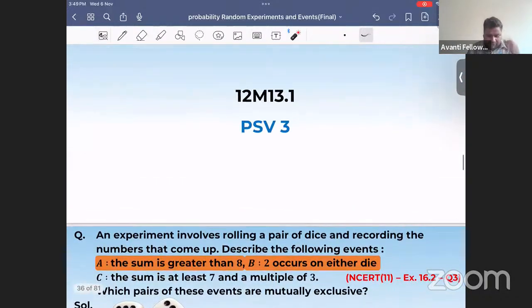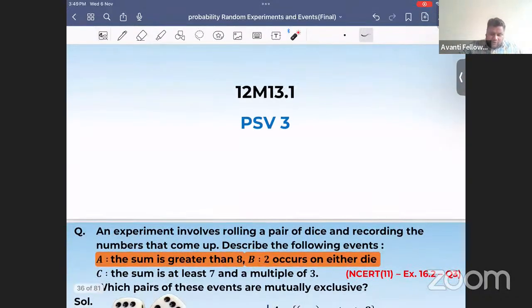Now see a simple question. An experiment involves rolling a pair of dice and recording the numbers that come up. Describe the following event: the sum is greater than 8, event A. A pair of dice is rolled, so the sum is greater than 8. In how many ways can it occur?